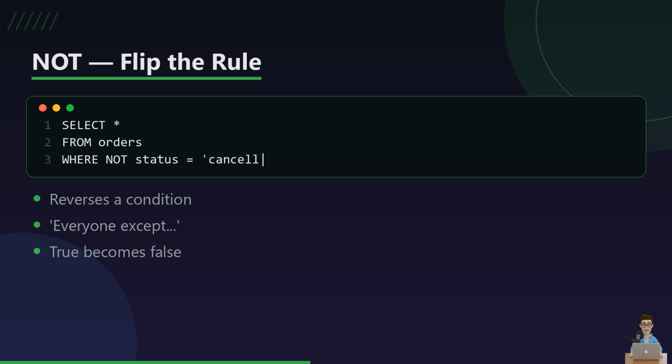NOT is the exclusion stamp. Instead of listing what you want, you point at what you don't want and say, give me everything else. Here we grab every order that is not cancelled. It's the same as saying status not equal to cancelled, just read out loud a little differently.